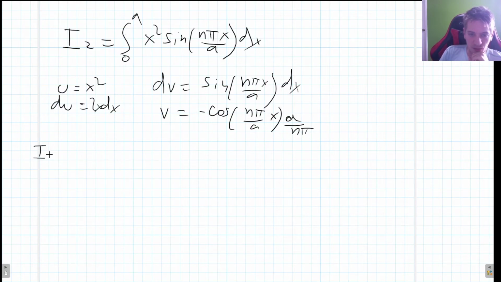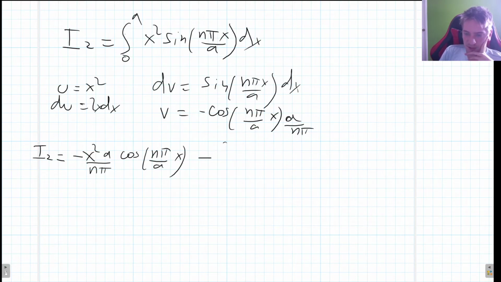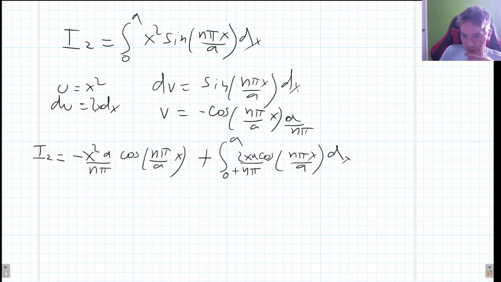So now this integral is just going to be, we multiply this first term, minus x squared a divided by n pi cosine of n pi x over a, minus this other integral, but there's already a minus sign, so it is now positive, and we get 2x cosine of n pi x divided by a, and there's also this a divided by n pi dx. Okay, so here we have to once again apply integration by parts, so we call this integral just I3 without the constants. We're going to leave them outside.